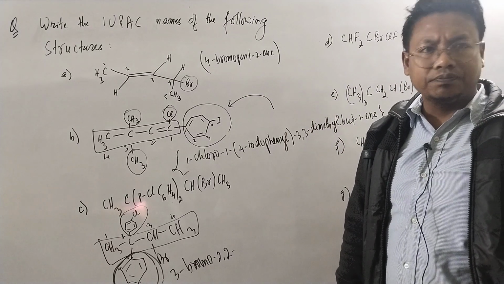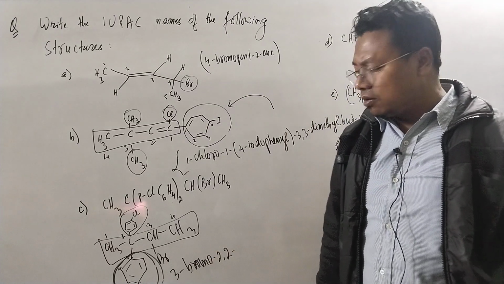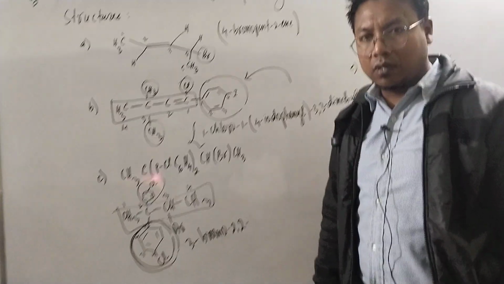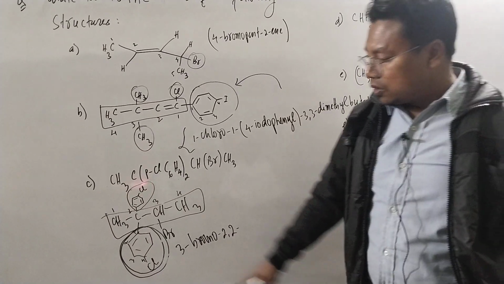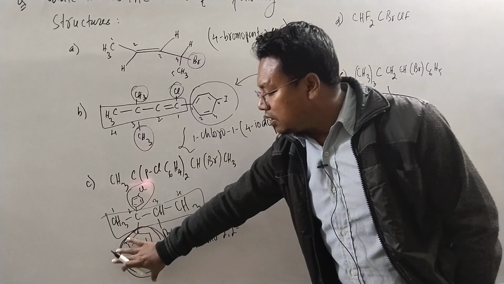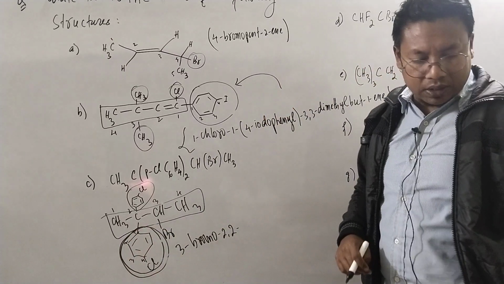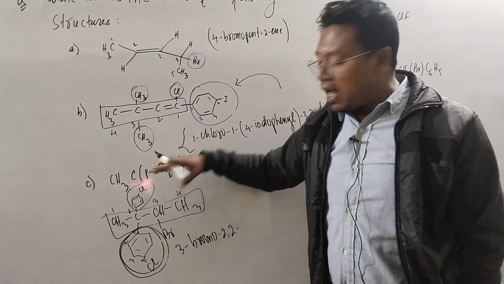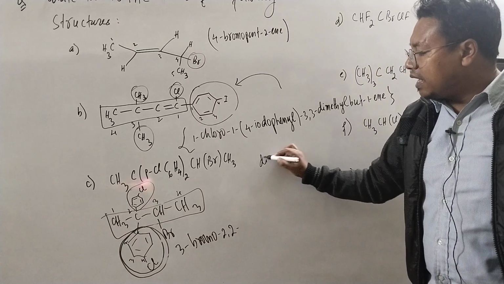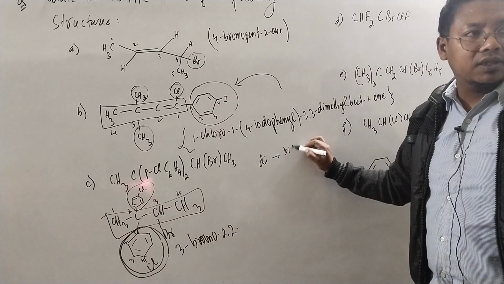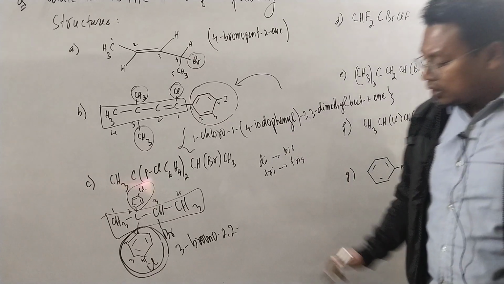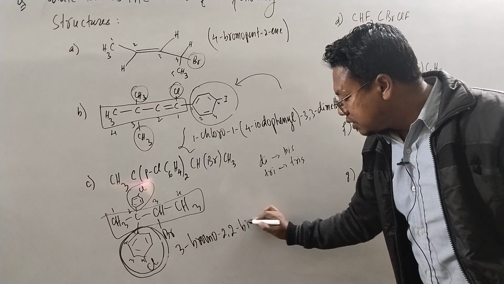Now for the side chain, this substituent is a complex substituent, and if there are two complex substituents, instead of using di, we must use bis. For tri, we must use tris, like this. Okay, so 2,2-bis.